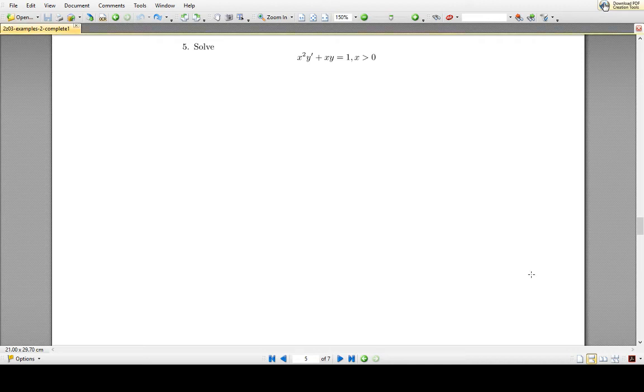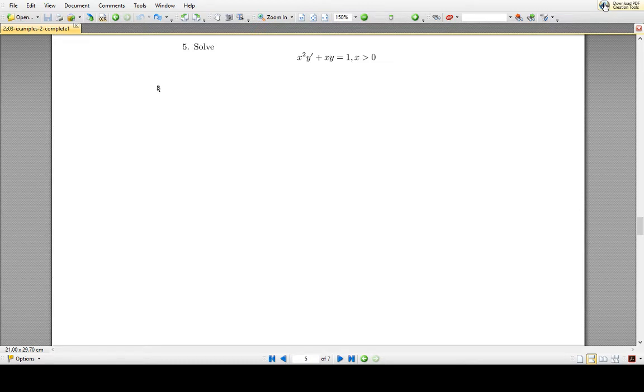Here we're asked to solve a first order linear differential equation given by x squared y prime plus xy equals 1, and we're told that x is greater than 0. So to solve this, the first thing we need to do is get it into standard form.